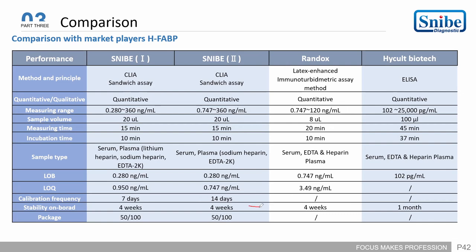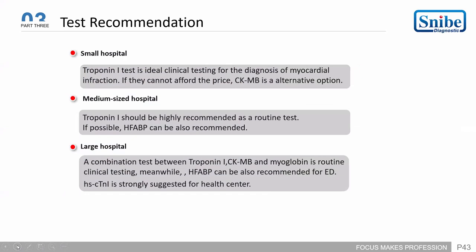If we talk about stability on board, the 100-test or 50-test pack size can be used within four weeks. According to the workload, the targeted customers can order the reagents accordingly. As compared to the others, they also have one month of on-board stability of the reagent.